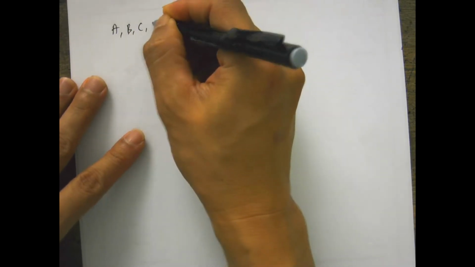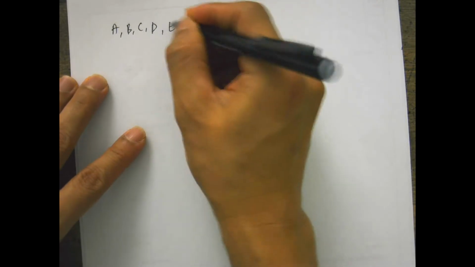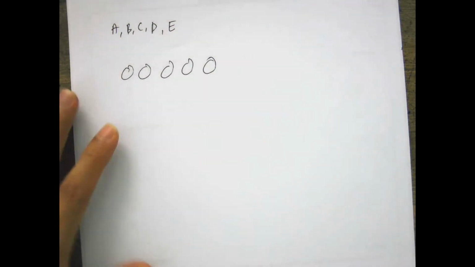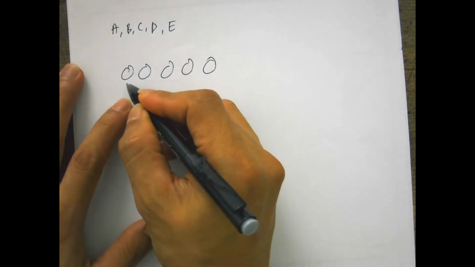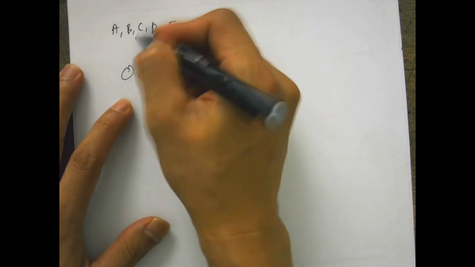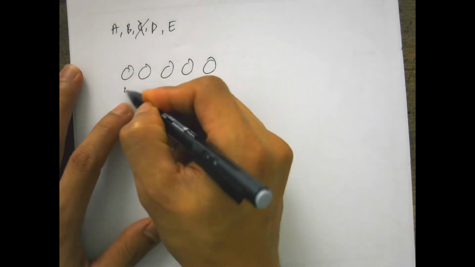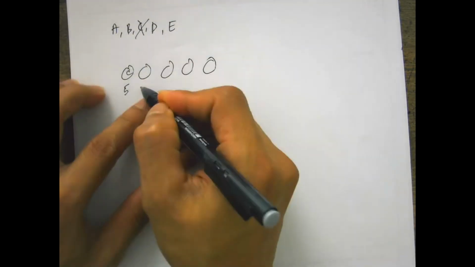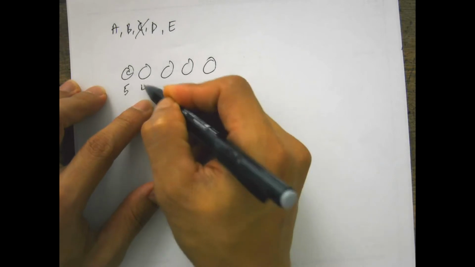For example, we talk about A, B, C, D, E again. A simple example is 5 letters. I want to arrange all of them in a row: 1, 2, 3, 4, 5. For the first one, I have 5 options to choose from. I can choose any one of them. So let's say I choose C. So for number 1, I have 5 options. I put C here. Can I choose C again? No. So now I have how many options left? I have 4 options. I can choose any one of them.